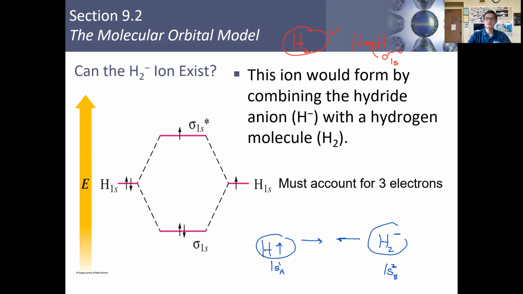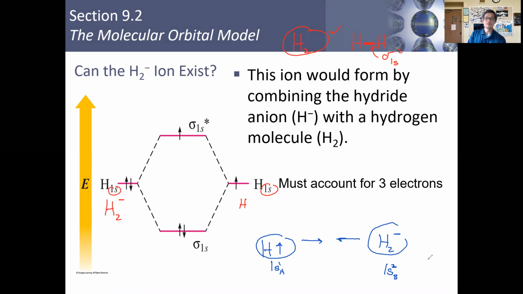Let me go ahead and do this here. So here's your anion, the hydrogen anion, not hydride, with the 2 electrons in its 1s orbital. There's the 1s. Here is the hydrogen atom with its 1 electron in the 1s orbital. So we have both these electrons here and this 1 electron here in the 1s orbitals.